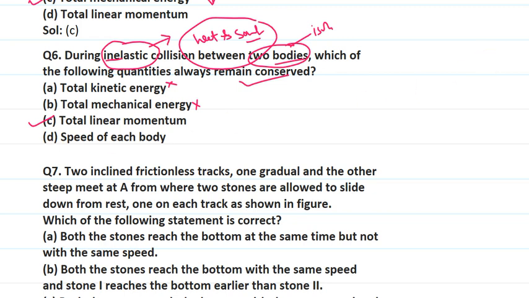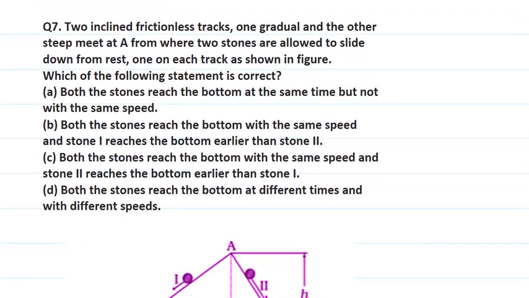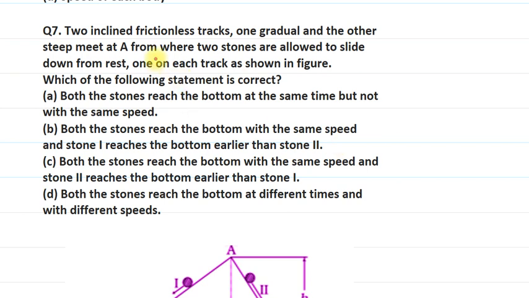Let's now come to the seventh question of this NCERT exemplar exercise. We have two inclined frictionless tracks, one gradual and the other steep, meeting at A, where two stones are allowed to slide down from rest, one on each track, as shown in the figure. Which of the following statements is correct? Let's look into the figure.